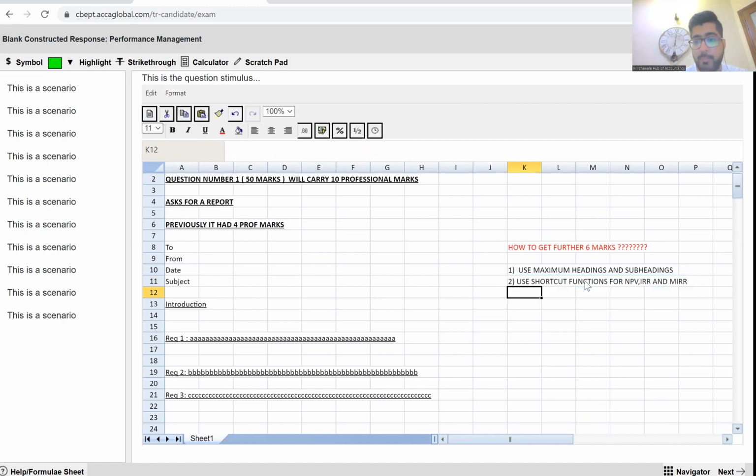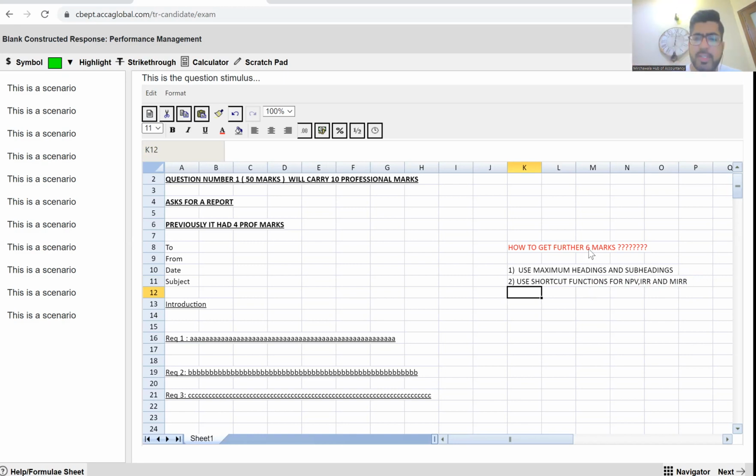you, specifically I'm talking about my students who have studied from me. We have already taught you how to gain 4 in the previous syllabus: to, from, date, subject, introduction, every requirement heading, discussion right there, calculation in appendix. But to gain extra 6 marks, there are 2 pieces of instructions. In report, use maximum headings and subheadings. And number 2, use shortcut functions for NPV, IRR, and MIRR.